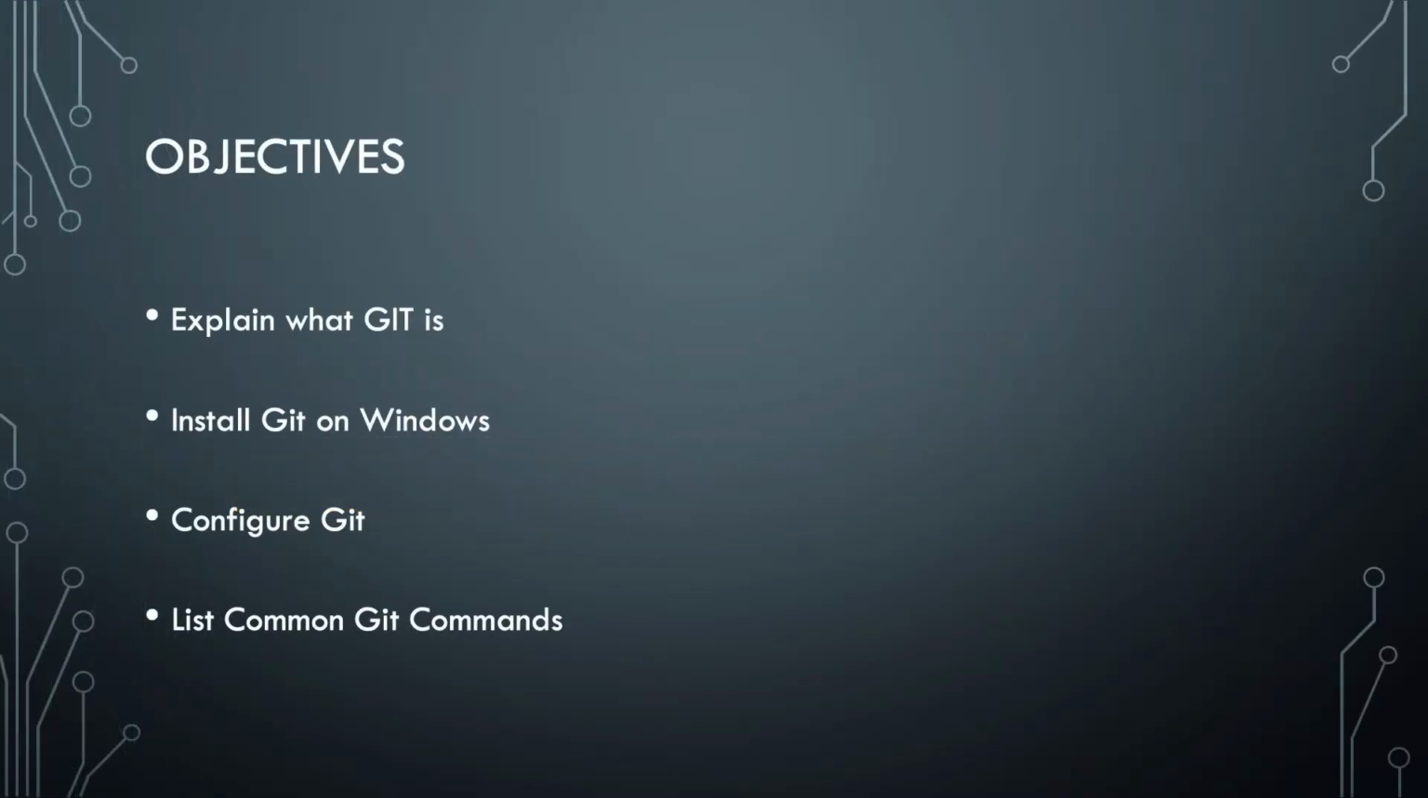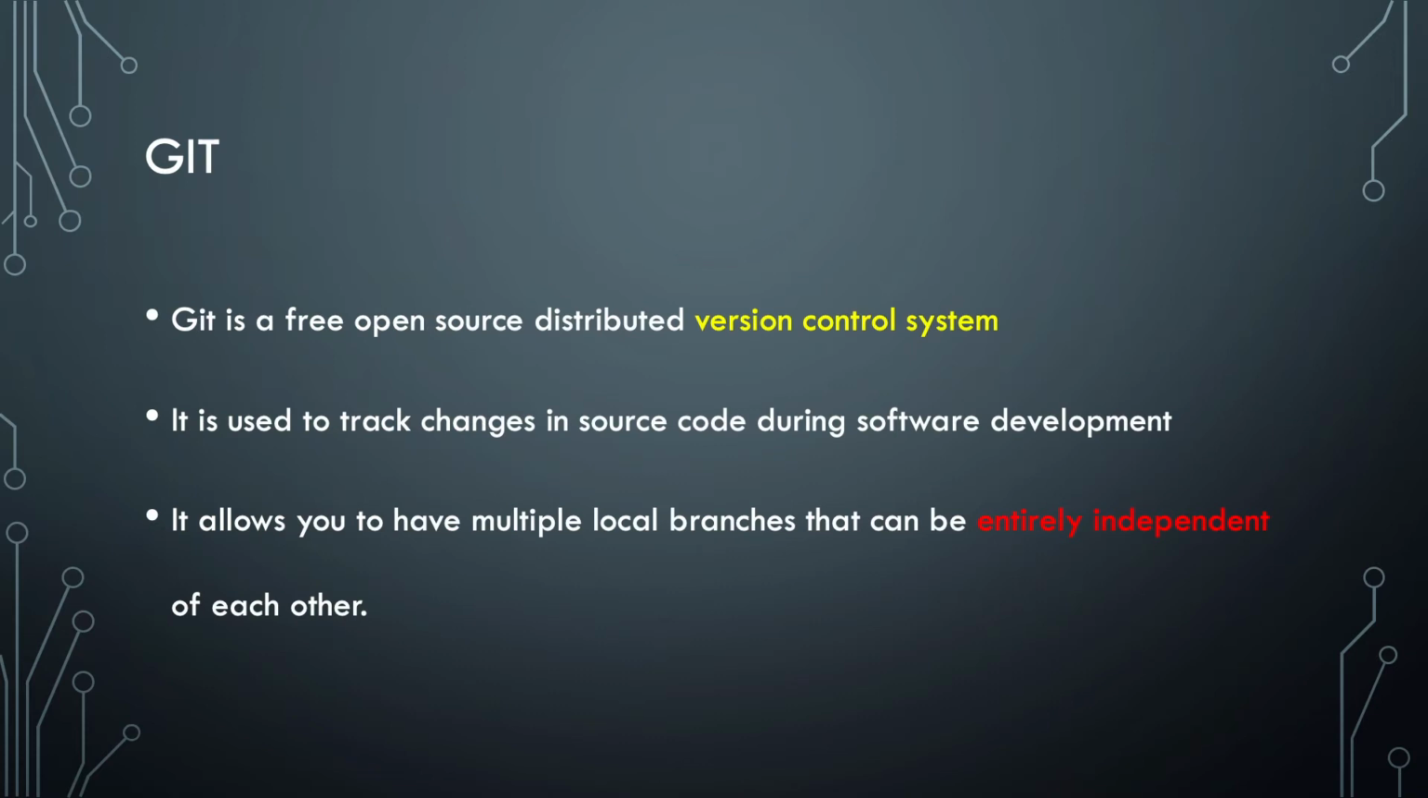In this video, we are going to explain what Git is, install Git on Windows, configure Git, and list common Git commands. Git is a free open source distributed version control system. It is used to track changes in source code during software development, and it allows you to have multiple local branches that can be entirely independent of each other.